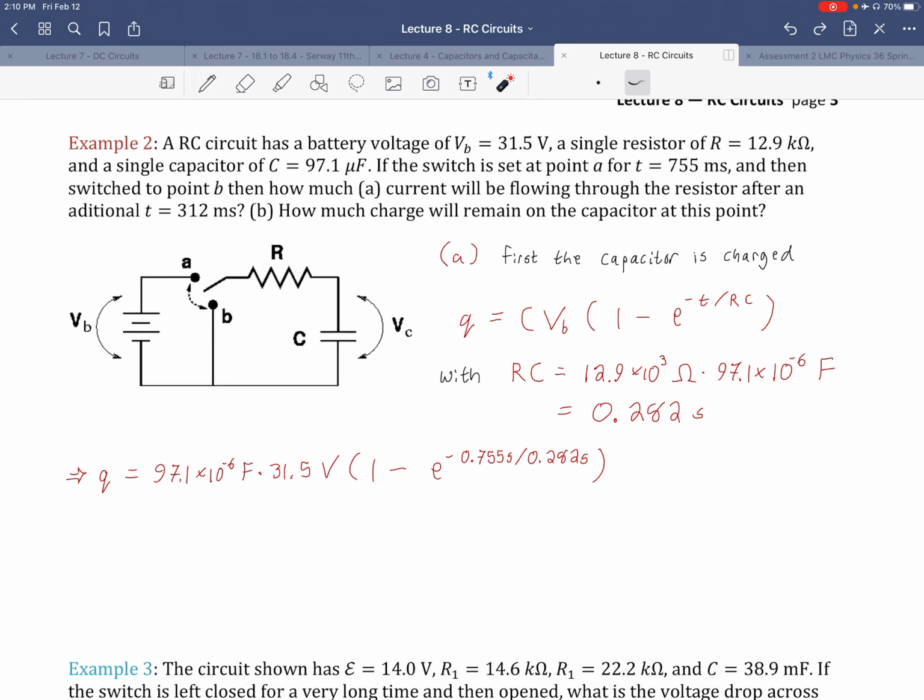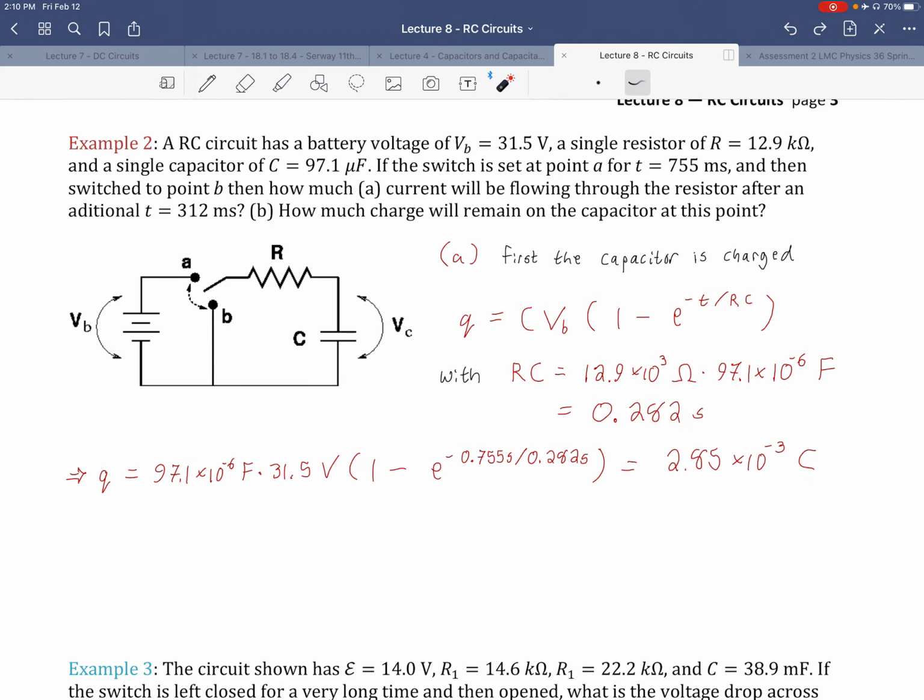Let's take a look. So this is just going to be C V B in front, as shown here, and then in the parentheses, 1 minus e to the negative t over tau. Well, t is just the time that's given, and this is tau, RC. And we find then that the charge stored on the capacitor after that much elapsed time is 2.85 times 10 to the negative 3 coulombs. That's how much charge there is on the capacitor.